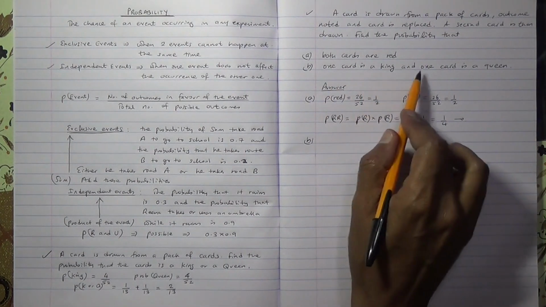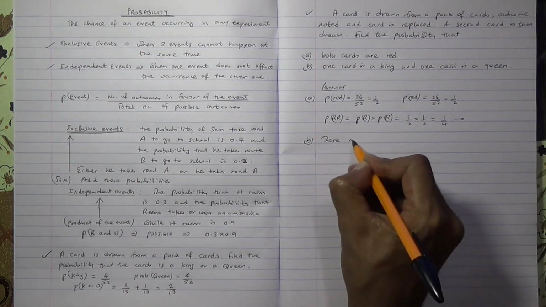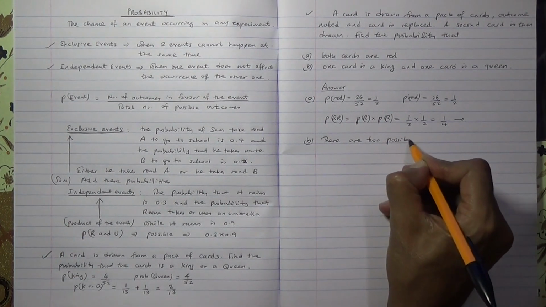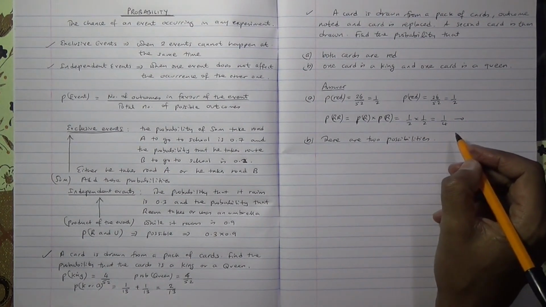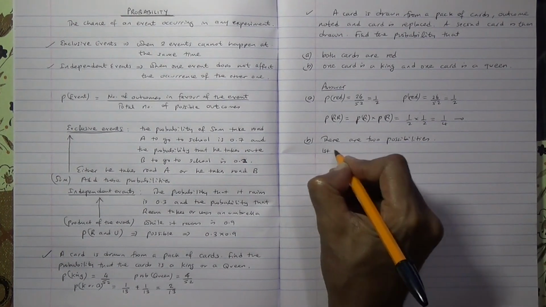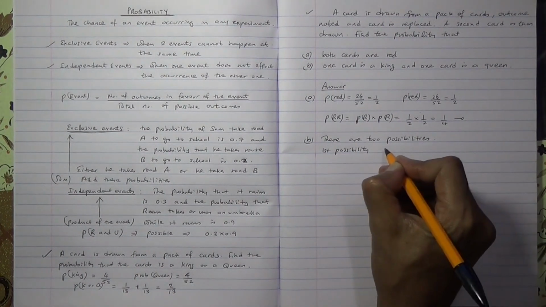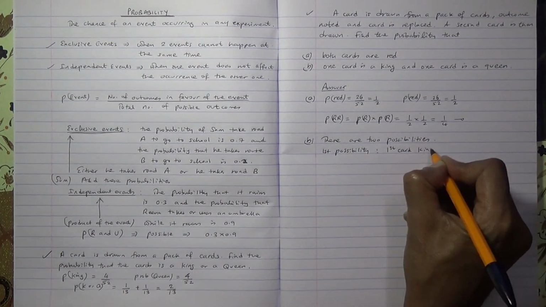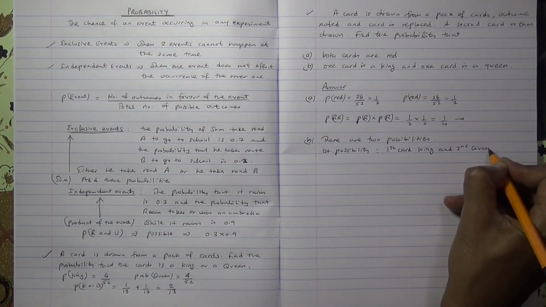One card is a king and one card is a queen. So there are 2 possibilities. I'll tell you how. 2 possibilities. And for getting one king and one queen, okay? Right, so the first possibility is that you can get the first card, a king, and the second card, a queen.